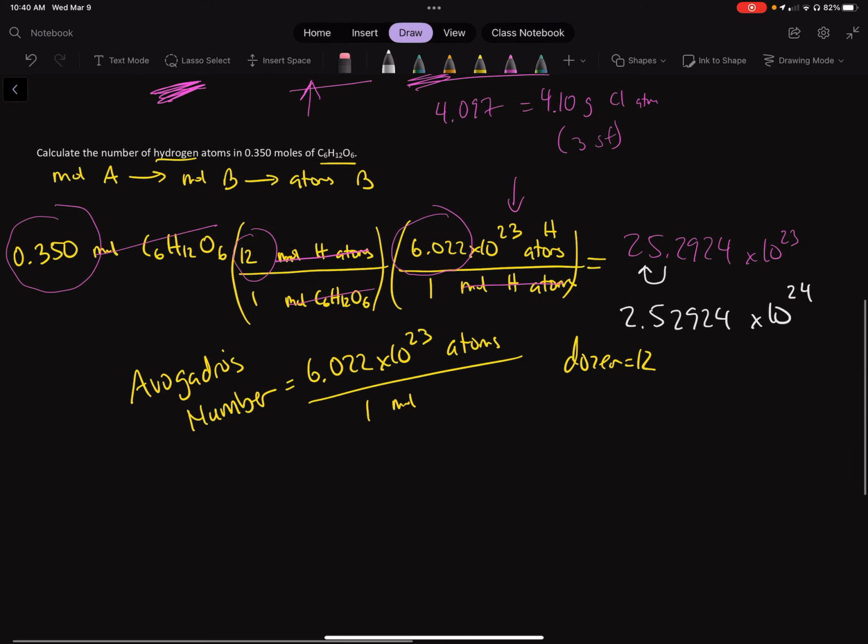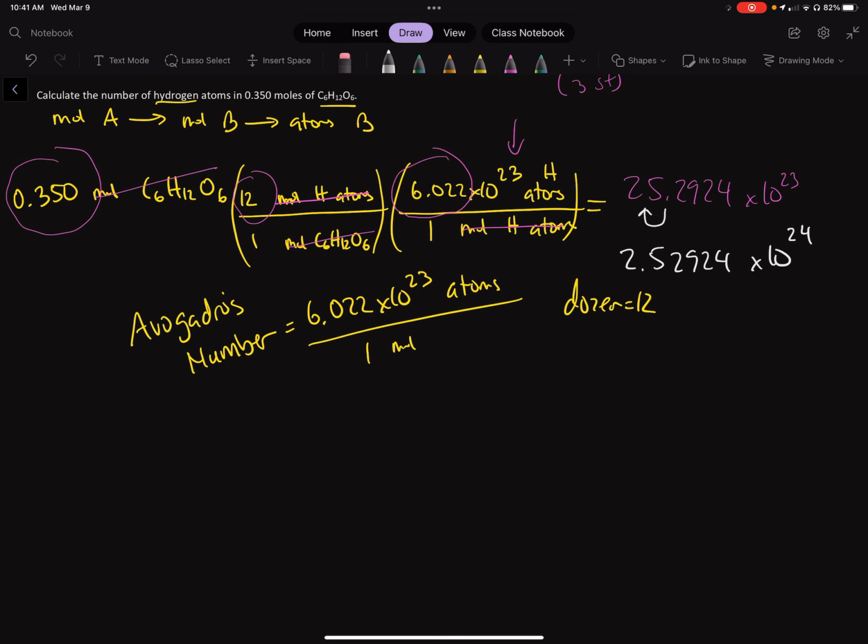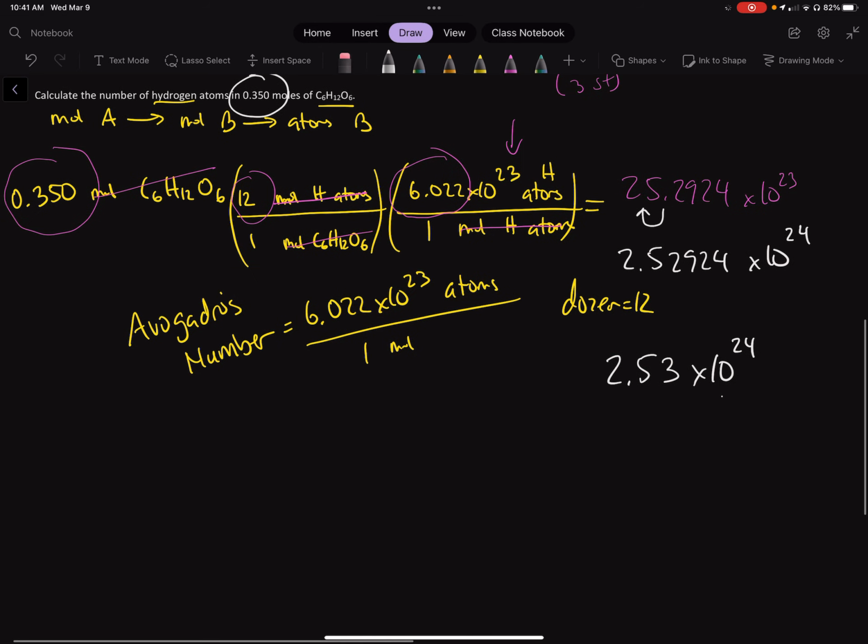And now let's round it for sig figs. I should have 3 sig figs, because in my original problem, 0.350 has 3 sig figs: the first 0 before the decimal doesn't count, but the second 0 after the 5 does count. So I'm going to round this to 2.53 times 10 to the 24, and my units are hydrogen atoms.